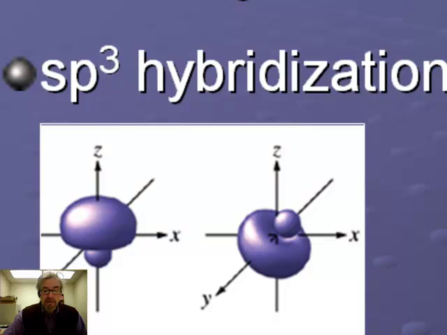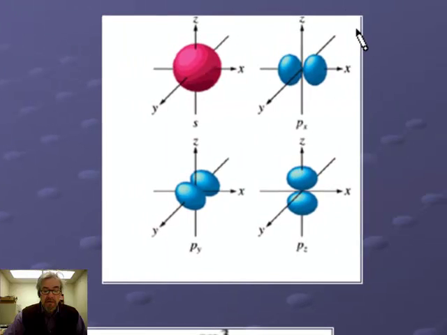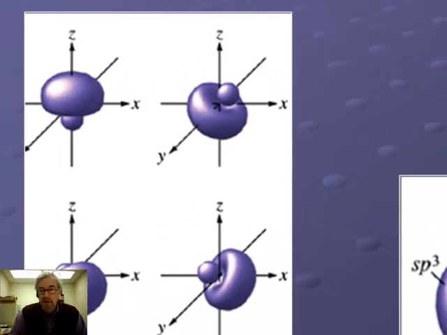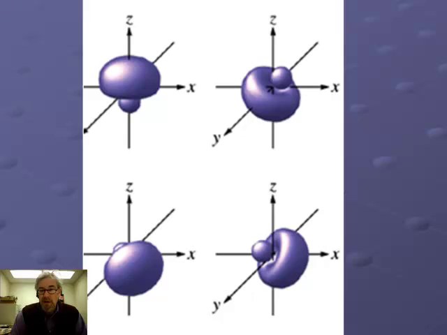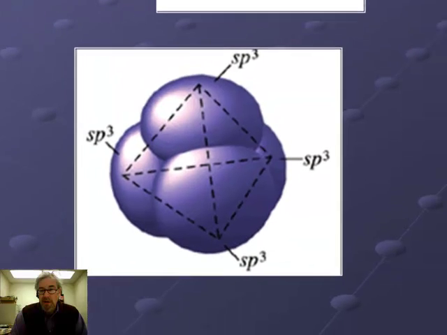sp3 hybridization is what we get when we have a tetrahedral geometry. In other words, when the central atom is making four bonds to the outside. So it starts with one s and three p orbitals. They hybridize and they make four identical sp3 hybrid orbitals. And because they want to get as far away from each other as they can, in VSEPR theory that dictates that tetrahedral geometry.